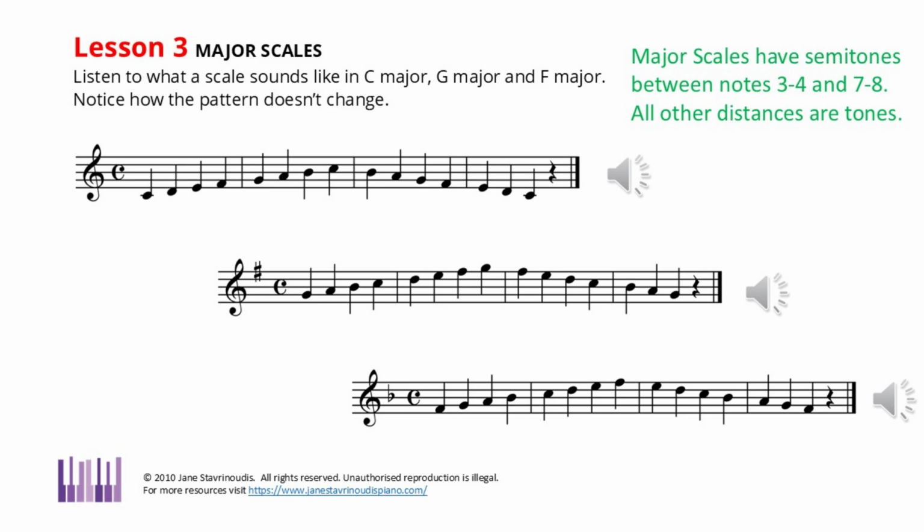Finally, take note of the direction of the stems for each note. Remember that if the note head, the round part, is on the middle line, then the stem can go up or down. If the note head is below the middle line, then the stem goes up on the right-hand side, and if the note is above the middle line, then the stem goes down on the left-hand side.